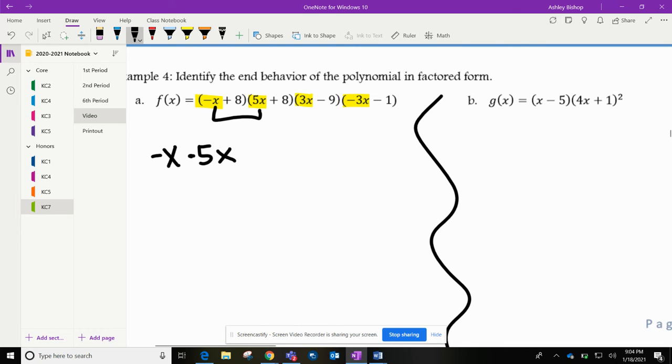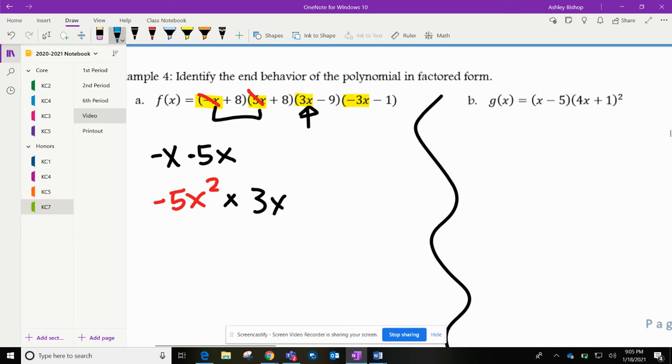Alrighty. Well, every time we multiply x's together, the exponent goes up by 1. So negative x times 5x. Well, negative times 5 is a negative 5, and x times x is x squared. Okay. Now I've done that. I've cleaned up those two. Then I'm going to multiply it times 3x. I'm going to multiply it by this now here.